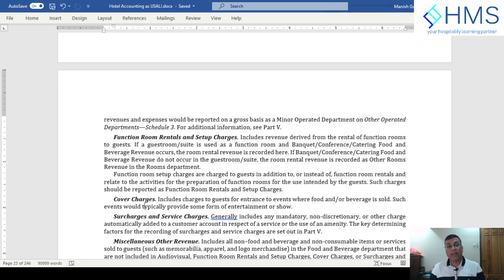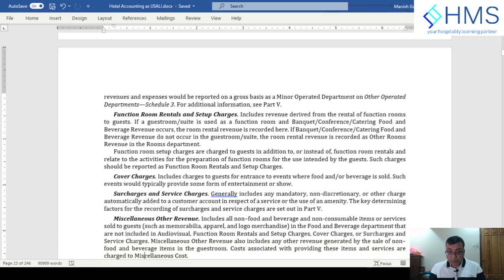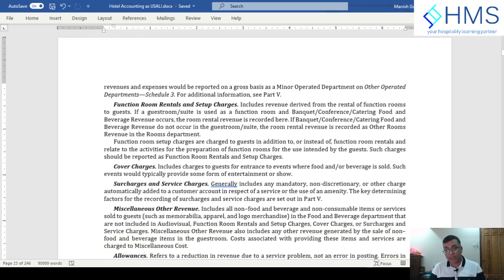Then you have miscellaneous other income. Any other income which is generated by the restaurant, the pool, the pub, or the bar, which is non food and beverage, will be considered here. It may also be apparel, logo merchandise. You are selling certain items, maybe cups or plates, or you are charging for a breakage. Those items will also come into the miscellaneous other revenue.